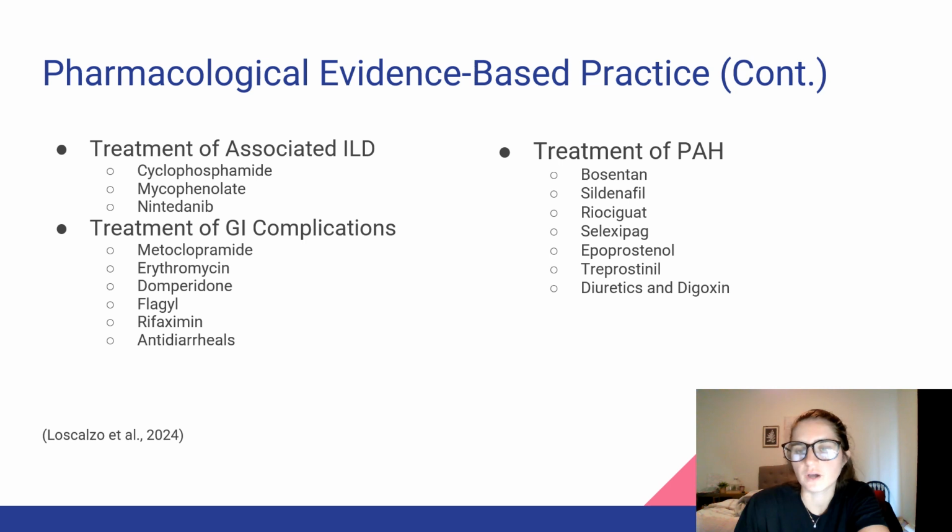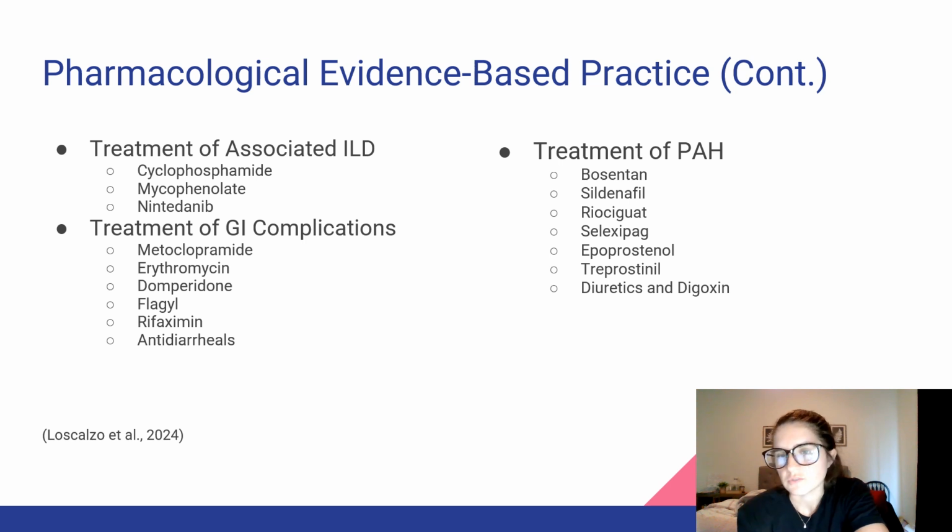Continuing on with the pharmacological management for these patients, sometimes these patients will have interstitial lung disease because of their systemic sclerosis, so often cyclophosphamide and mycophenolate are used to slow the progression of disease. And then you also have your antifibrotic agent again, which is the nintedanib.